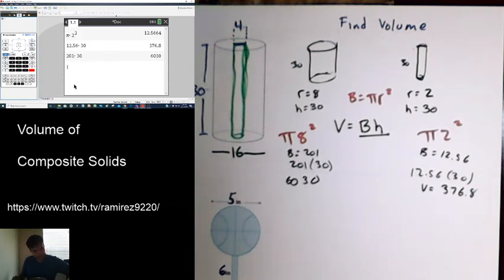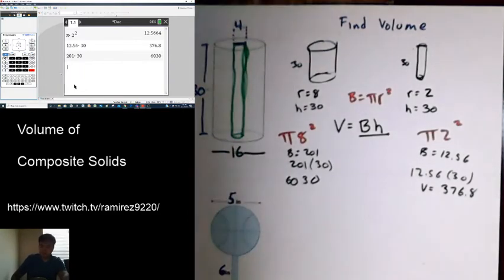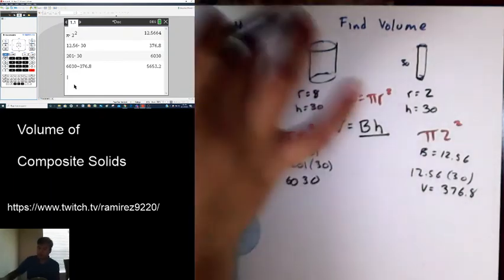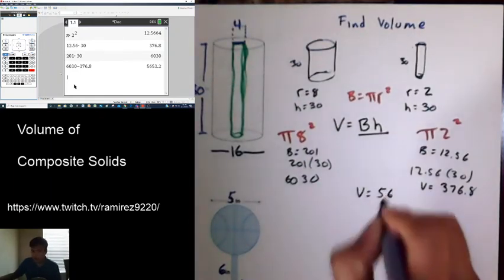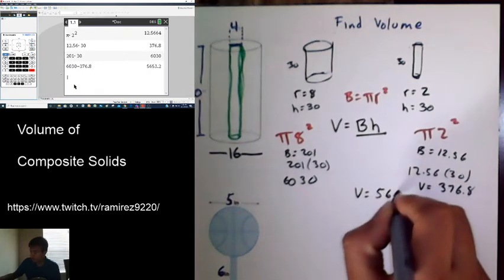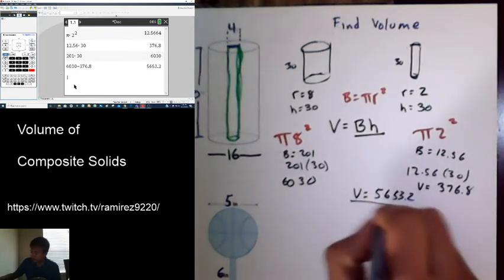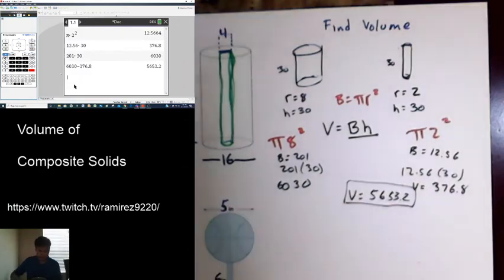Sorry about that, guys. And again, we're just going to subtract big minus small. So this one minus that other one. And so the total volume here is 5,653.2. That's my total volume, because we just subtracted them.